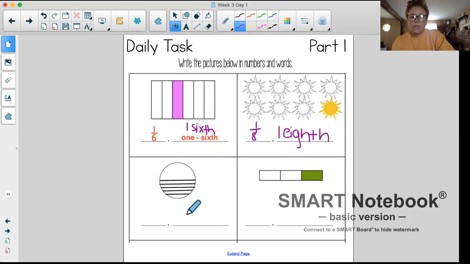All right, our third picture is a circle with some lines in it, but you might notice that not all of the parts are equal to one another. So if they don't have equal parts, it's not actually a fraction. So you're not going to write anything here. You could cross that off, and then you can write below, not equal parts, because that's not a fraction when all the parts aren't the same.